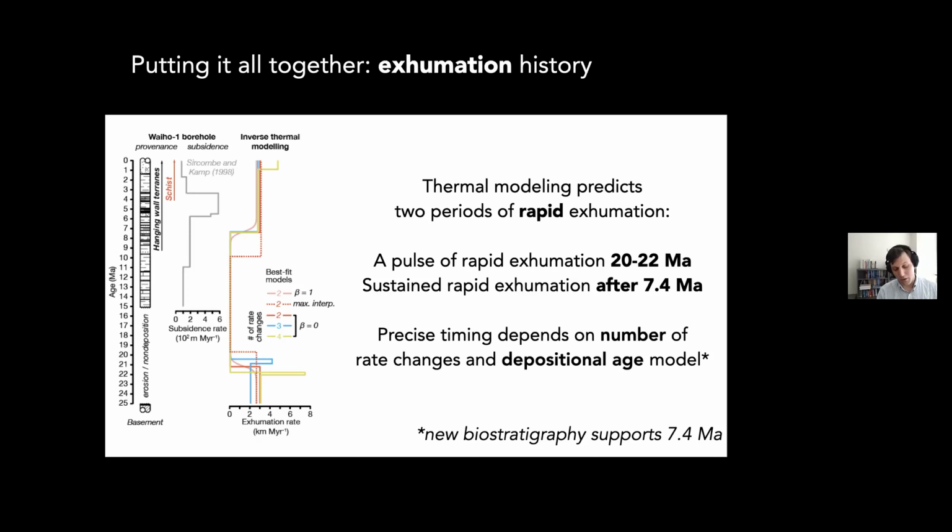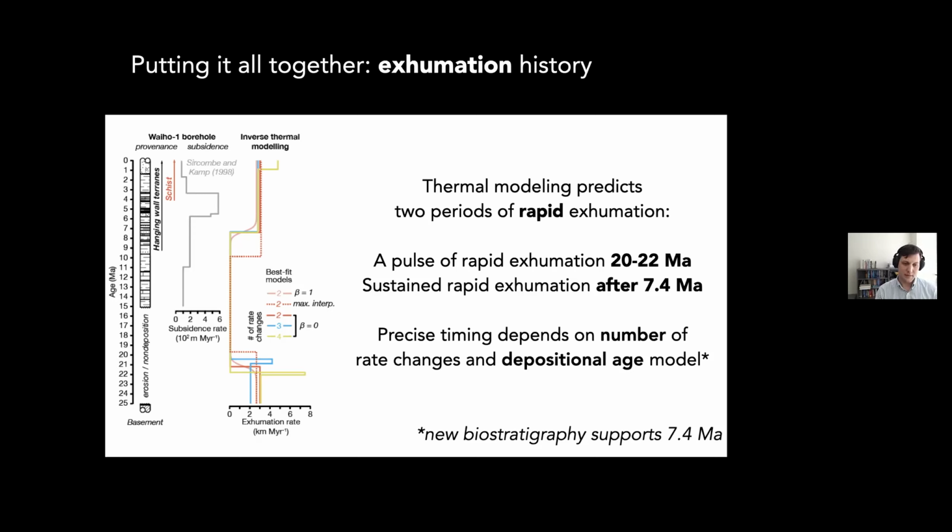Also from the borehole itself, we can calculate the subsidence history by using the same biostratigraphy. And when we do that, this is discretized, so it's not a nice smooth curve, but we do see that there's an increase in the subsidence rate in the late Miocene to Pliocene, starting around 6 million years or so.